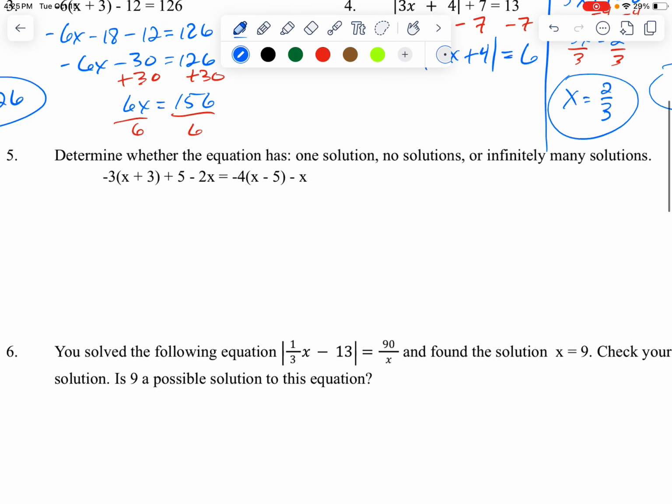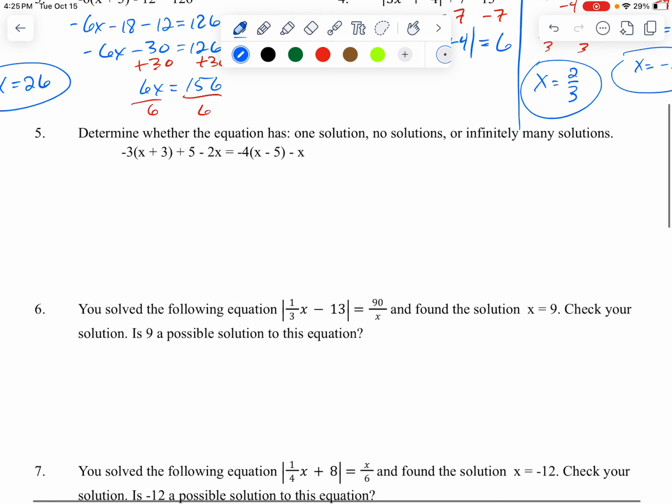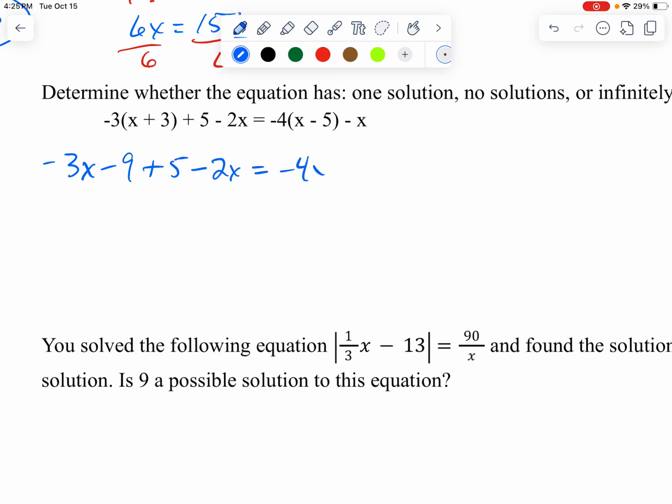All right, moving on. Determine whether the equation has one solution, no solutions, or infinitely many. So we'll go ahead and solve through this, and then we will talk really briefly about what it looks like to have this different number of solutions. We first need to do our distribution. Okay, we can distribute, so I'm going to do that first, on both sides, and simplify things down here. So I have negative 3x minus 9 plus 5 minus 2x equals negative 4x plus 20 minus x.